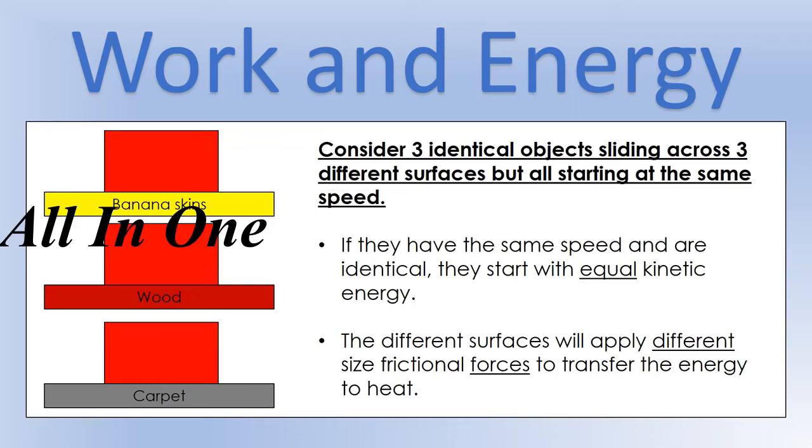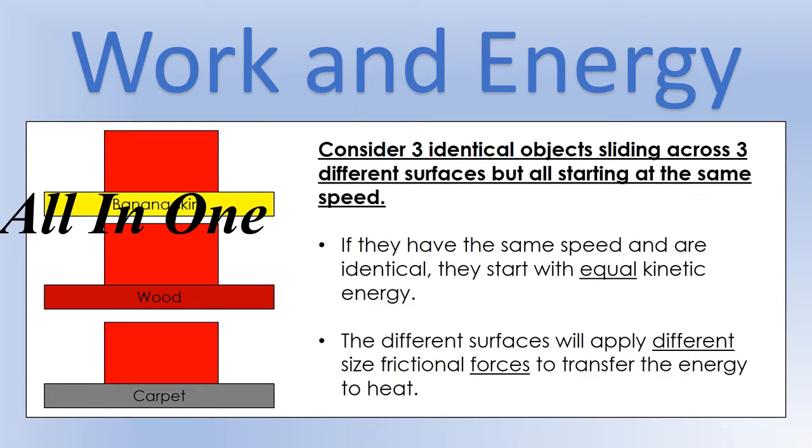Okay, so we're going to see how work done works by considering three scenarios. You've got an object sliding across banana skins, which are very slippery, at least in cartoons anyway, sliding across wood, which is quite slippery, and sliding across a carpet, which is not very slippery at all. So these three objects are all going to start at the same speed, which means they all start with equal kinetic energy. The only difference between the scenarios is the size of the frictional force.